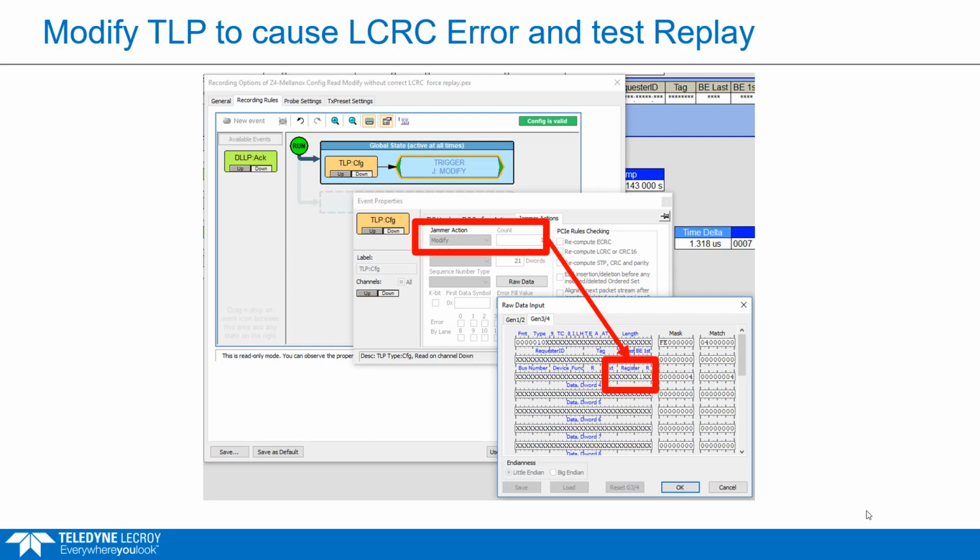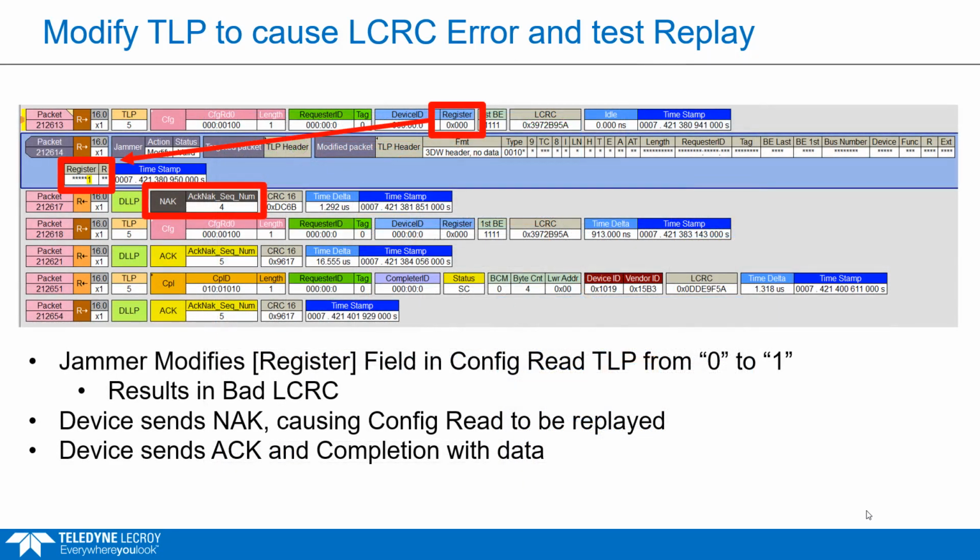So we have a configuration read, and we choose modify as the jammer action, and then the register field is changed from a 0 to a 1, and then the trace should look like this. So the summary of what happens is the jammer modifies the register field in the config read TLP from 0 to 1, results in a bad LCRC, device sends the NAK, causes the config read to be replayed, the device then sends the ACK and the completion with data.